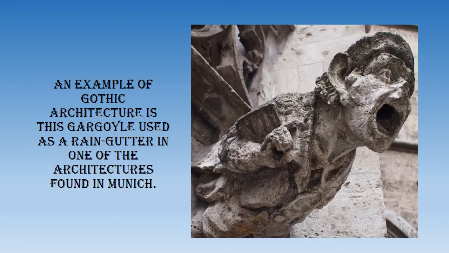An example of Gothic architecture is this gargoyle used as a rain gutter in one of the architectures found in Munich.